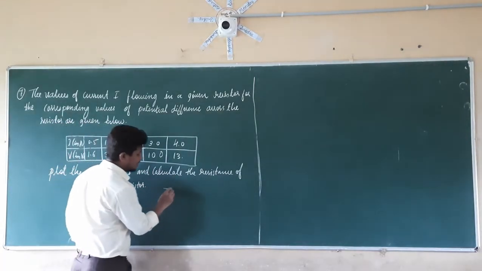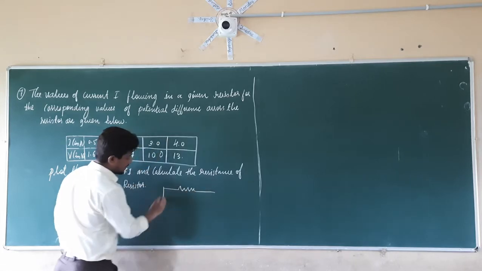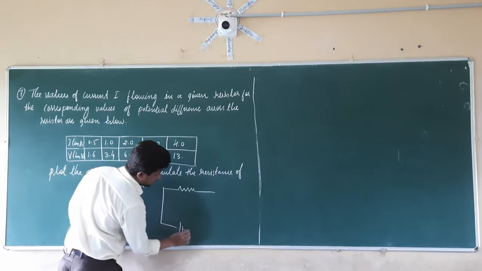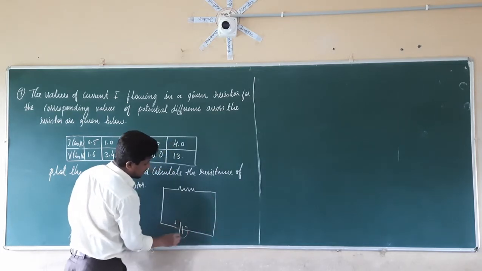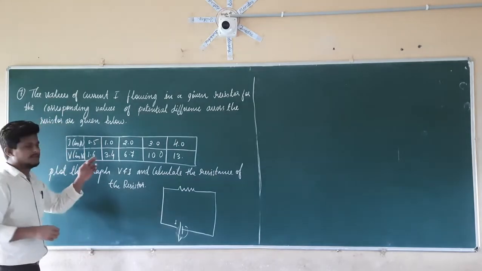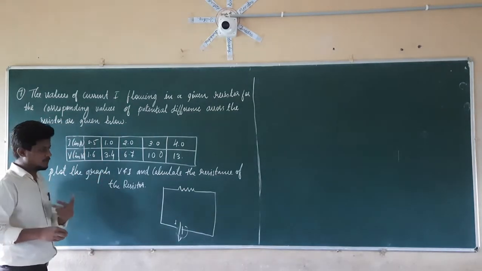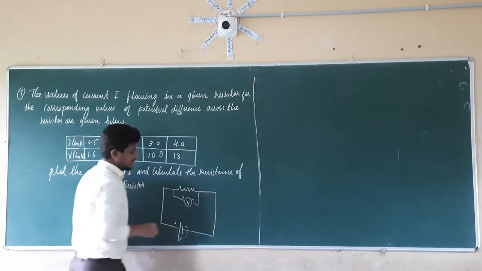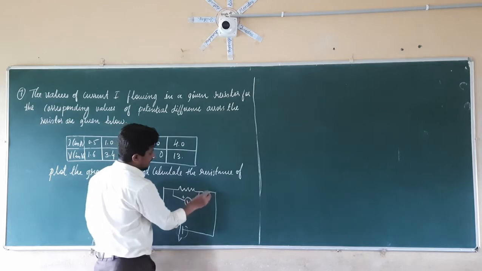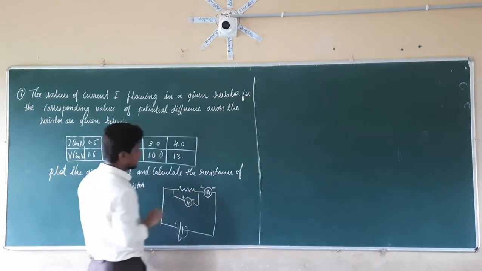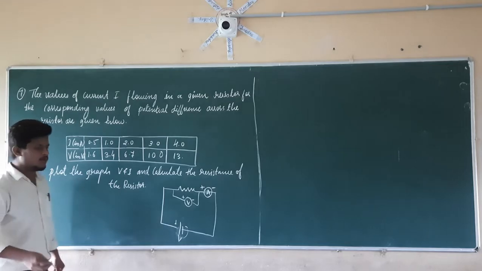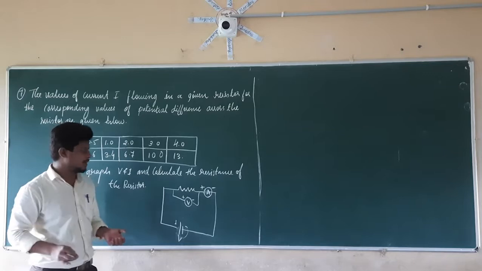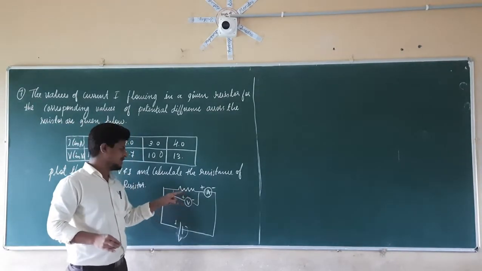If you consider here, this is the resistor which is connected to a variable voltage supply, that is nothing but plus and minus. The voltage is changing since we are increasing the voltage, as in the problem statement. Here we are connecting a voltmeter for the measurement of the voltage, and here an ammeter is connected for the measurement of the current. So we have to plot the graph for different readings of the voltage against the different readings of the current, and we have to find out the resistance of this resistor.